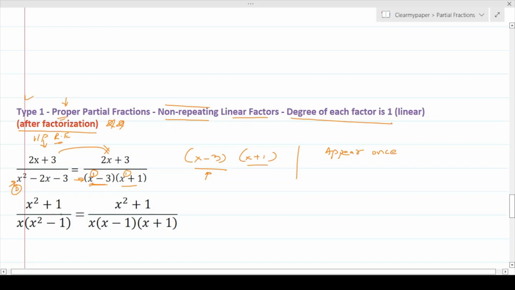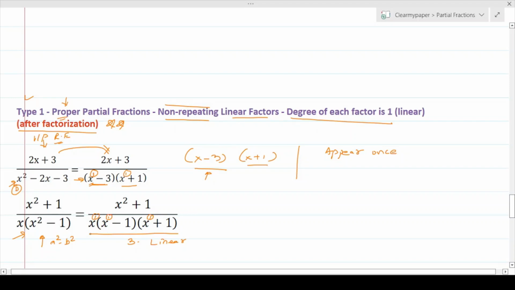Similarly, if you see over here, the given expression appears quadratic, but if you just focus on the denominator, you can apply a squared minus b squared and expand it. After factorization, we get three linear terms, each of which has a degree of 1, or a power of 1 on the x value itself. The immediate power of x is 1. And each one is non-repeating. None of the factors are repeating.